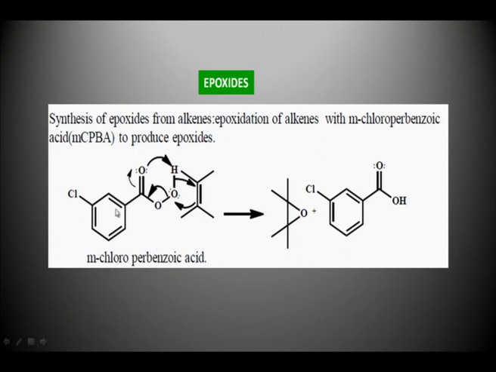metachloroperbenzoic acid is a reagent for the preparation of the epoxide ring. Here metachloroperbenzoic acid reacts with an olefin, an alkene. In this mechanism the OH bond attacks at the olefinic center, then the pi bond in the olefin attacks this oxygen, and it leads to formation of a 3-membered cycle, which is called the epoxide ring, and this other part is removed as chlorobenzoic acid. In this way we can prepare the epoxide.